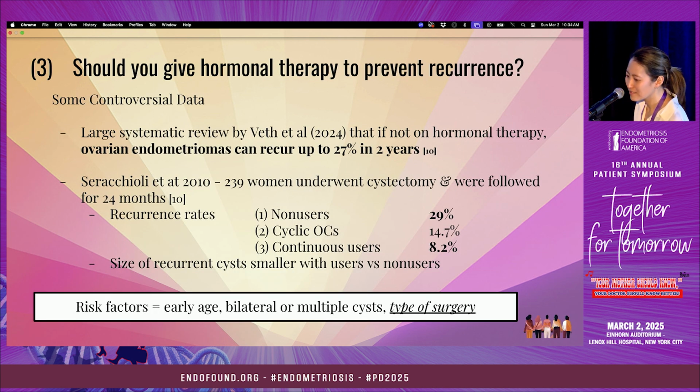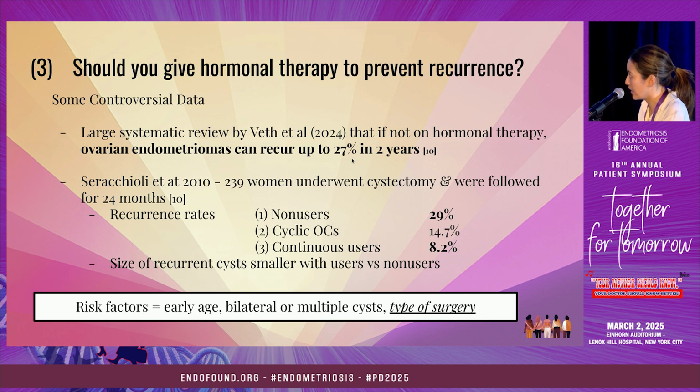Okay, good, last slide. So should you give hormonal therapy to prevent recurrence? There are a little bit of controversial ideas, but in general, yes, okay? Ovarian endometriomas, if you do not do anything, will recur in about 27 to 30% of patients in only 2 years, okay? So you really don't want to keep doing this type of surgery over and over again. I mean, medication is not perfect, but it's better than nothing, okay?